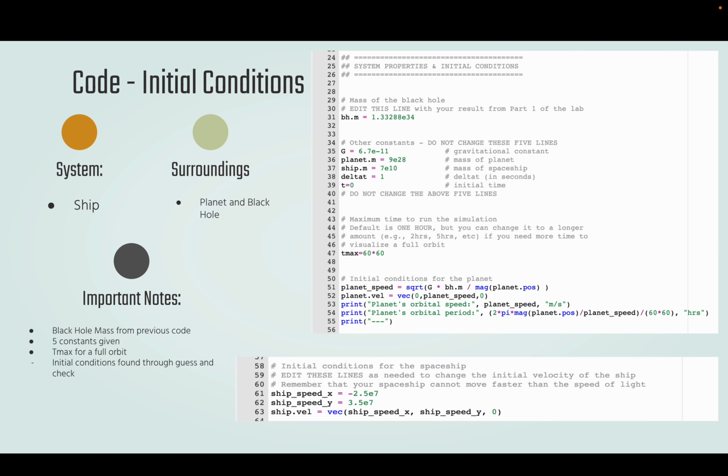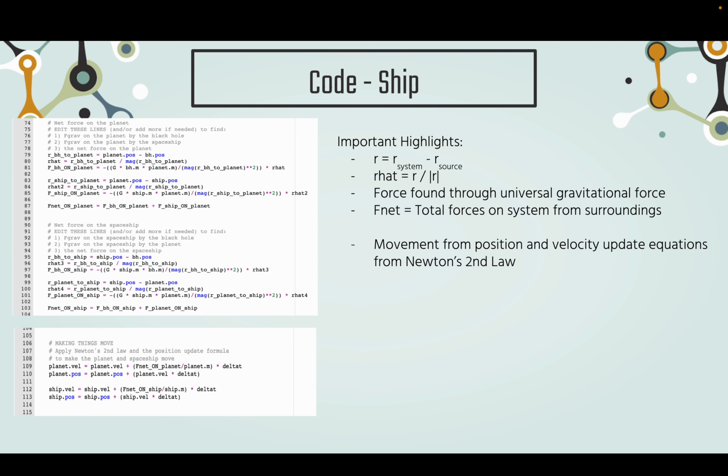The system is the ship and the surroundings are the planet and the black hole. The black hole mass is found from the previous code, 5 constants are given, and the initial conditions are found through guess and check and ensure the ship doesn't crash. Here's the code I used to calculate the net force and thus the motion of the ship.